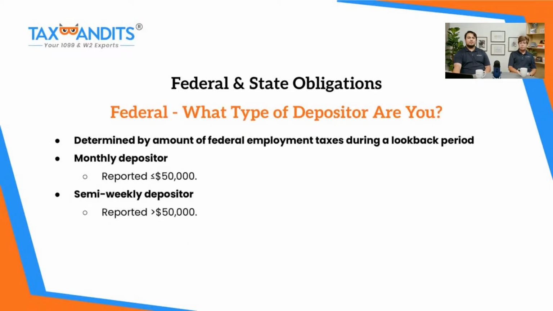And then with those, it's important to know what type of depositor you are. This is determined by the federal amount of employment taxes and a look back period. So if you reported less than 50,000, you would be considered a monthly, and anything more than 50,000 would be a semi-weekly depositor. This is important because some of the forms will have extra schedules to fill out depending on what you are reporting. And that's just to kind of check the liability, see when anything was due.